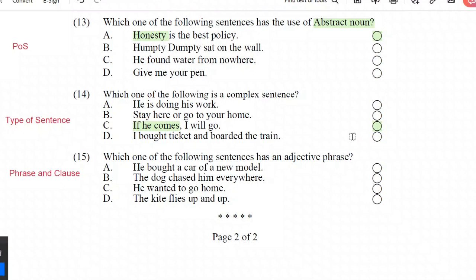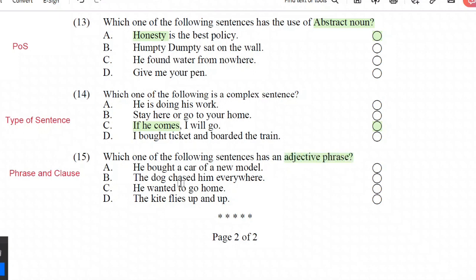Now look at the last one. Which one of the following sentences has an adjective phrase? First understand what a phrase is. A phrase is a group of words that gives partial information. And now they are asking about an adjective phrase, so we have combined these two things. What is an adjective? An adjective modifies a noun. And what is a phrase? It's a group of words. So what is an adjective phrase? A group of words that adds to the meaning of a noun.